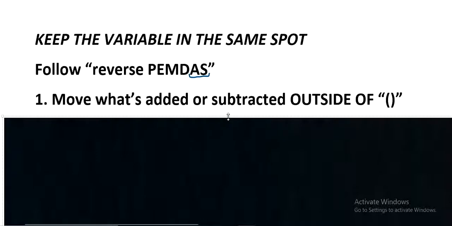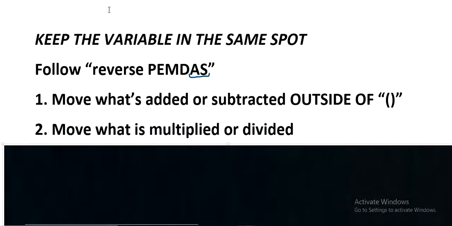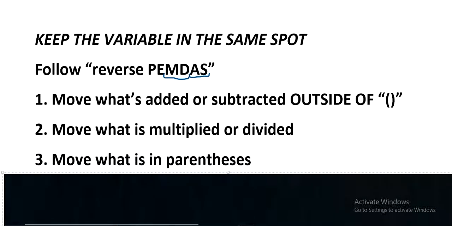So after we move what's added or subtracted outside of parentheses, we're going to move what is multiplied or divided, because we can see how after addition and subtraction, if we go in reverse, we are going to do multiplication and division. And then the last part will be to move what is in parentheses. Now I did skip over exponents here. If there was an exponent, we would have to eliminate that, but you typically will not see that in 7th and 8th grade.